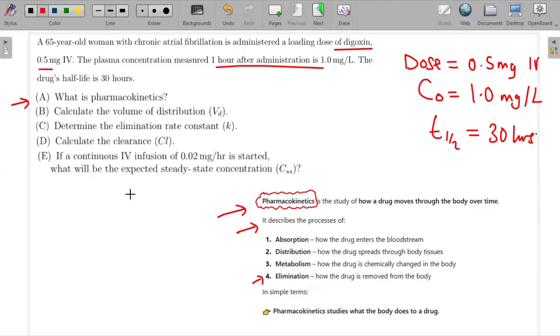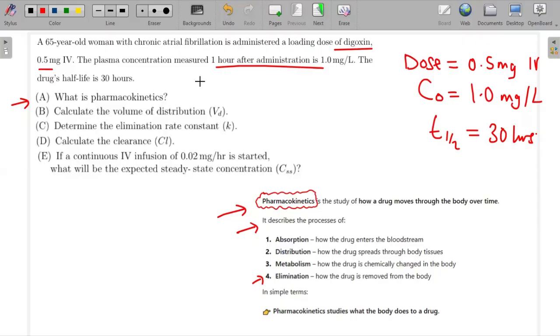All right, and then the next thing there was to calculate the volume of distribution. So before we even calculate the volume of distribution, we must know what the volume of distribution is. How do we define it? So the volume of distribution is the theoretical volume that relates the amount of drug in the body to the concentration in the plasma.